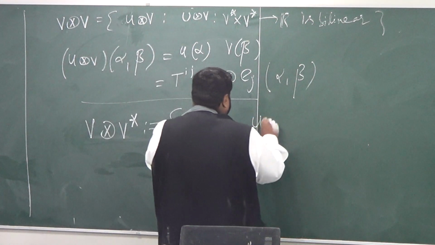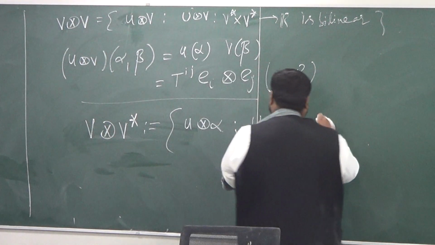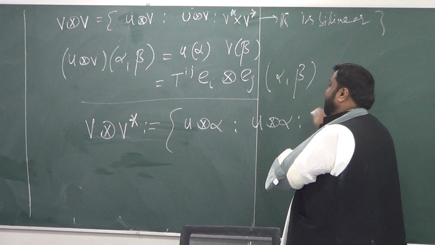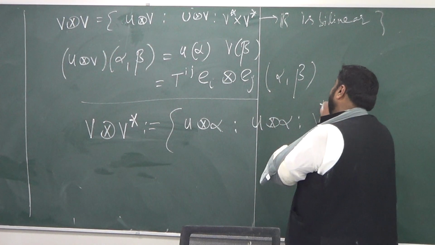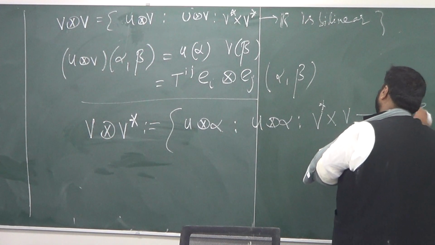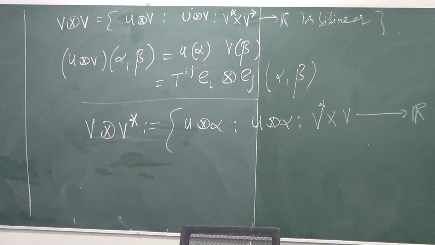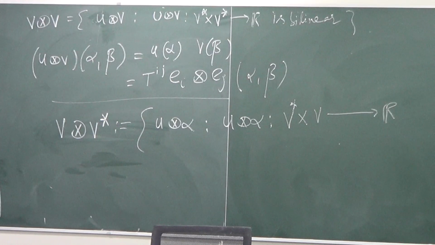But U tensor product alpha is a map from V dual cross V to R. Why opposite? Because U operates on alpha or beta. Is it making sense? So it's a collection of all such things.